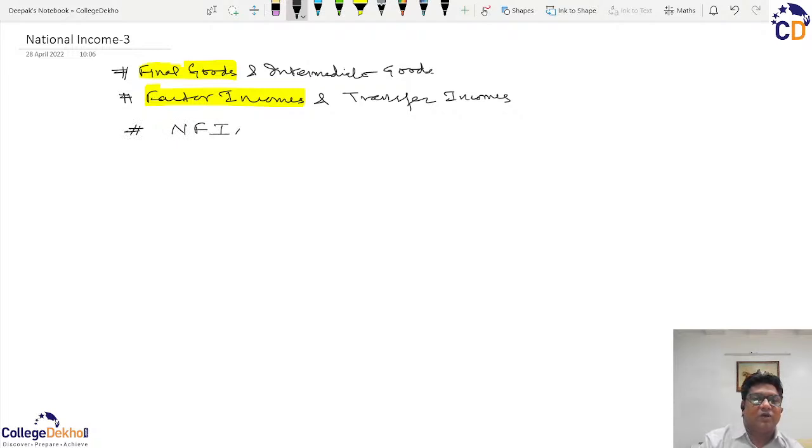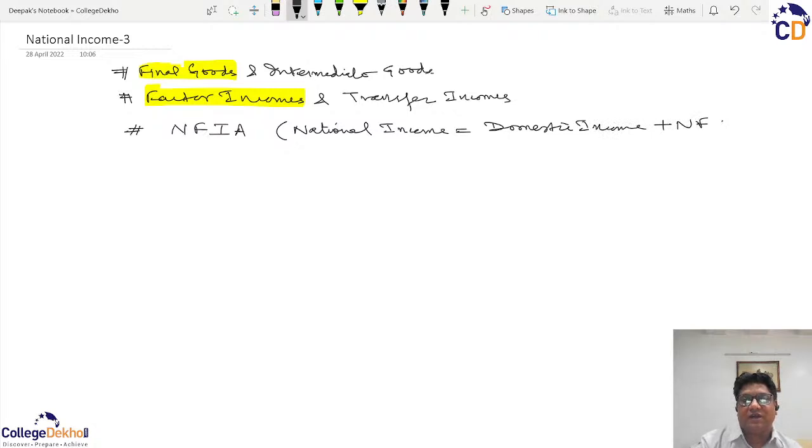And in the third stress we will discuss, which we have already discussed in a nutshell, the net factor income from abroad, because that is the basic difference between national income and domestic income. And we have told it in the last session that ideally national income will be equal to domestic income plus NFIA. So what is NFIA? We will again stress on this.